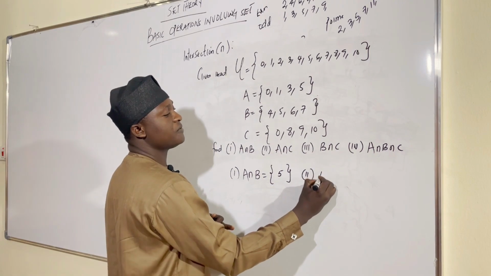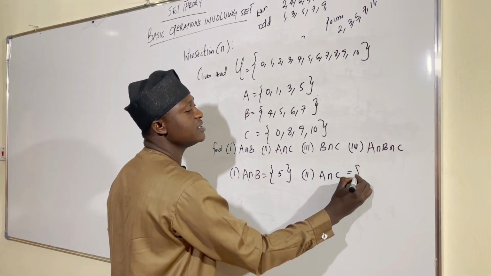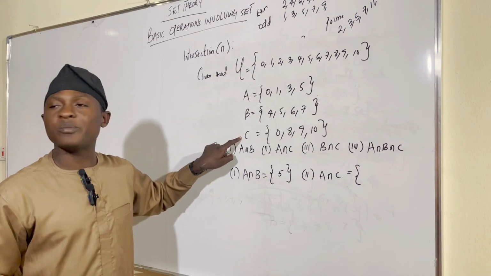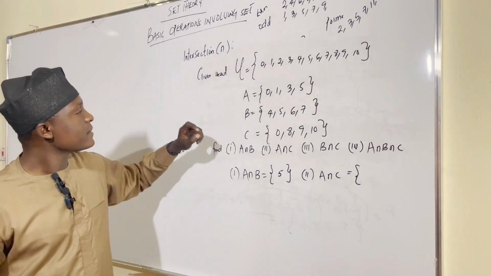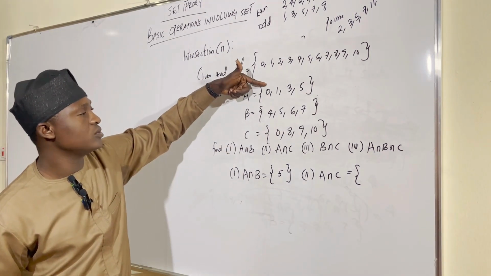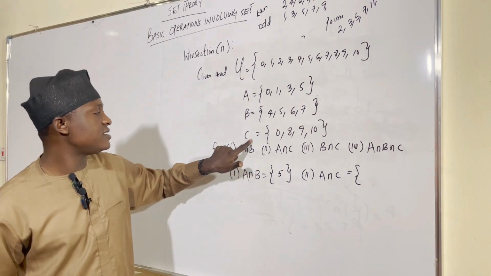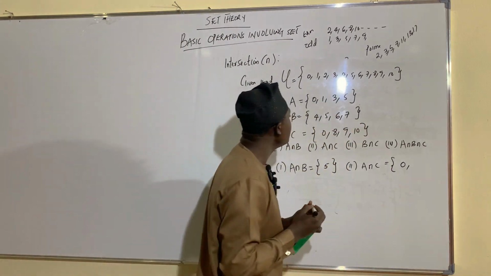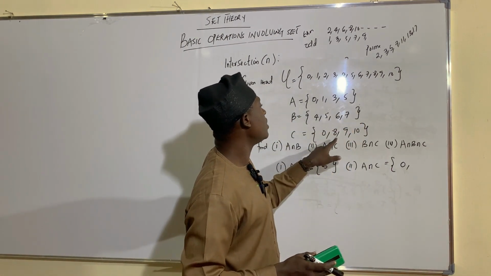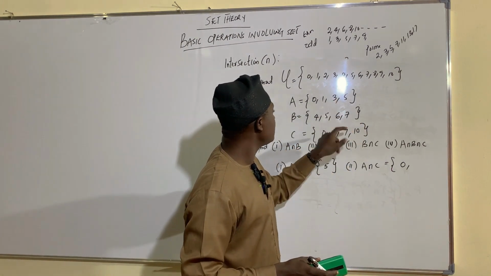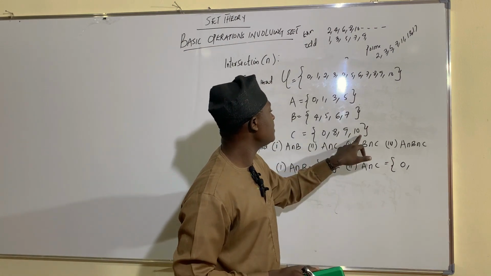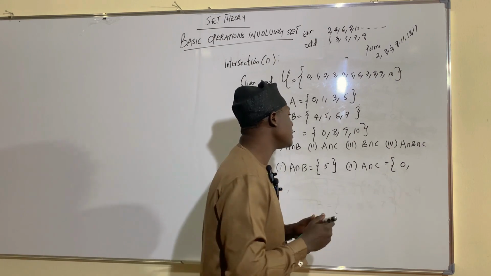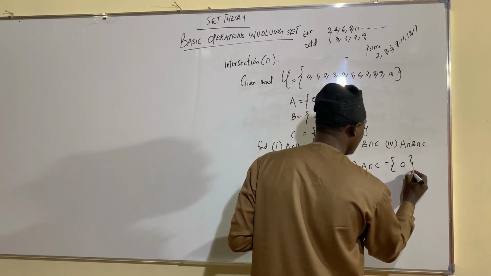The second question is to find A intersection C, meaning the elements that we have in A and also appear in C. If you check set A, we have 0, right? And in set C, we also have 0. That means we can pick out 0. Now, there is 1 here, no 1 here. There is 3, no 3. There is 5, there is no 5 here. So that means the only element that both set A and C have in common is 0. So you're free to go.